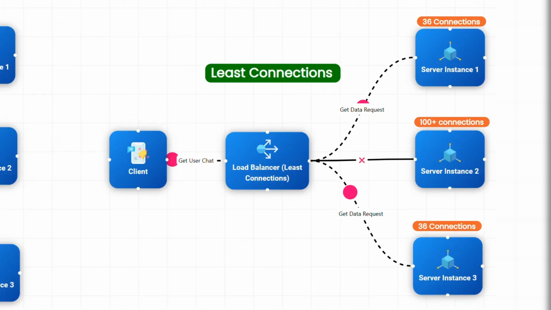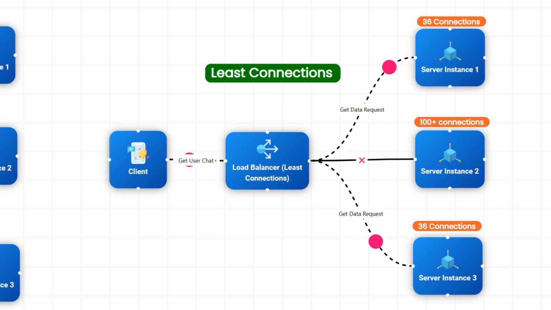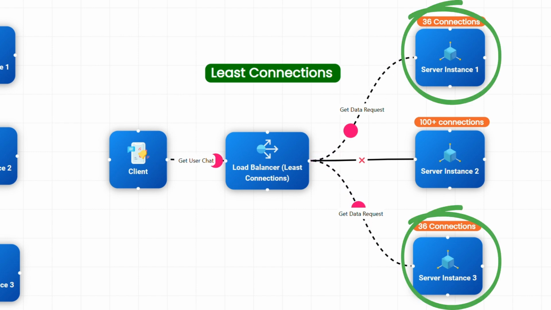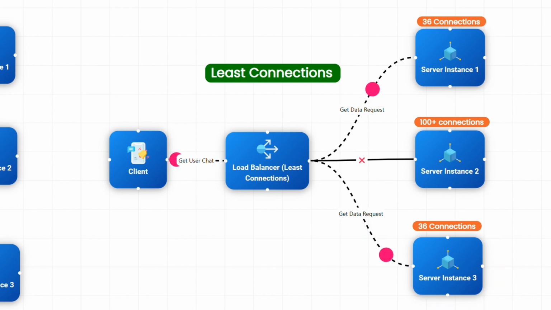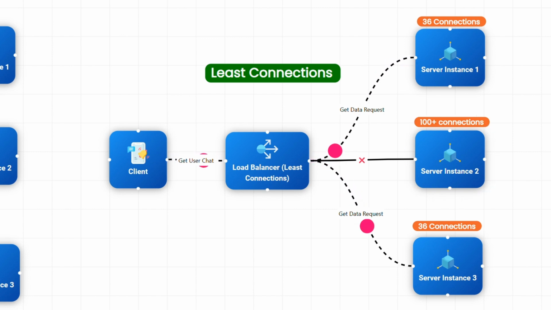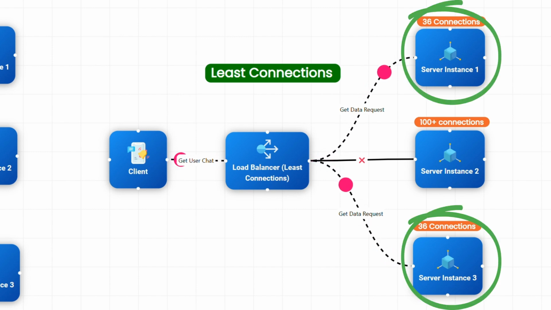Now that we've covered round robin, let's move on to another widely used algorithm, least connections. Unlike round robin, which distributes requests sequentially, least connections dynamically assigns traffic to the server with the fewest active connections at any given moment. This approach is particularly effective when requests have varying processing times, ensuring that no single server becomes a bottleneck. For instance, if one server is handling 36 connections while another is overloaded with 100 plus connections, the next incoming request will be directed to the less busy server.